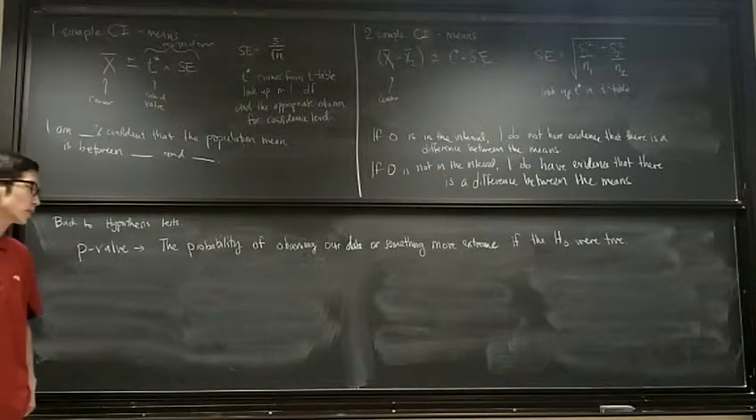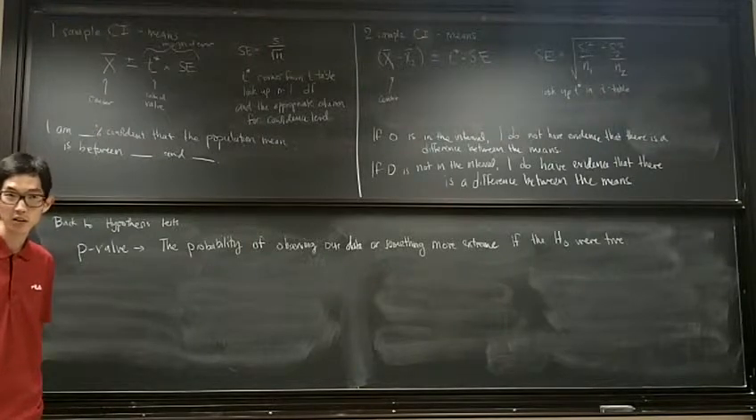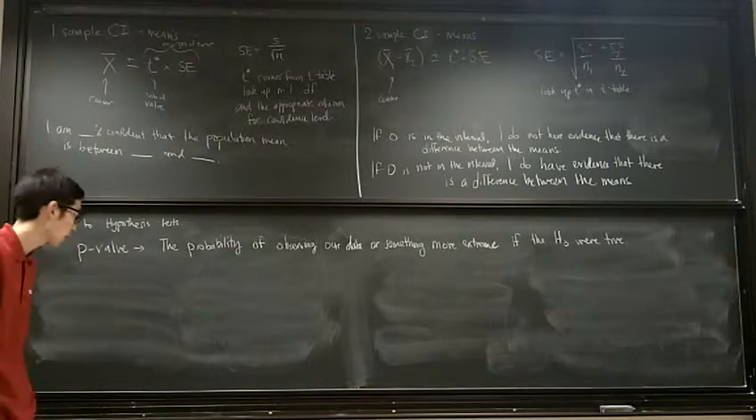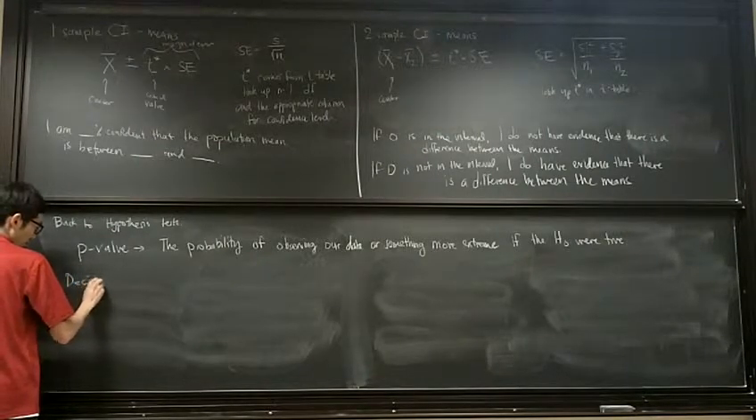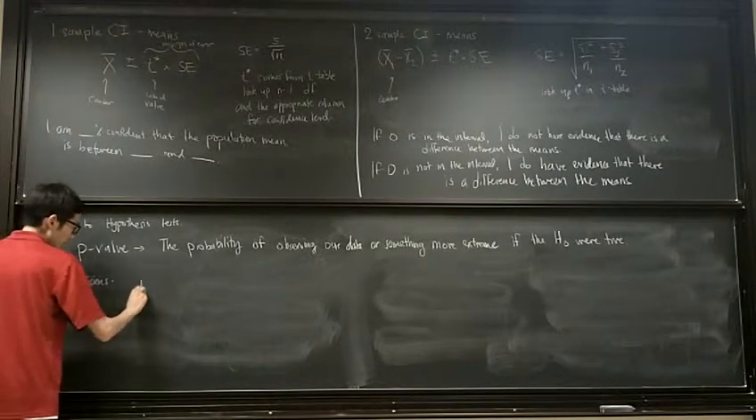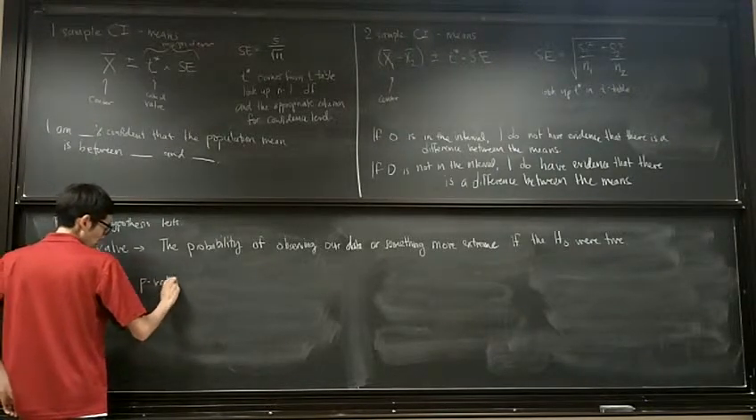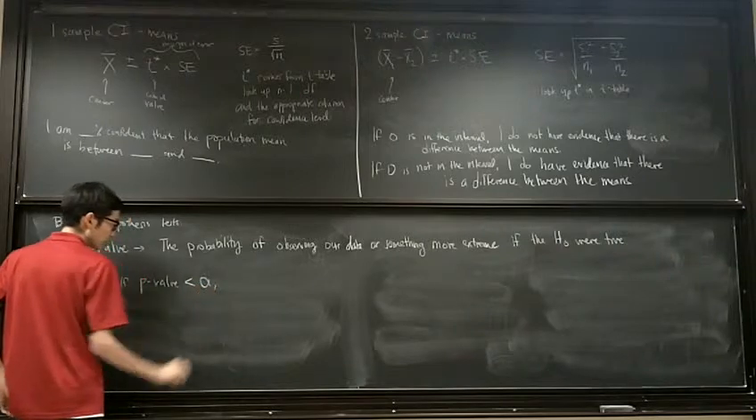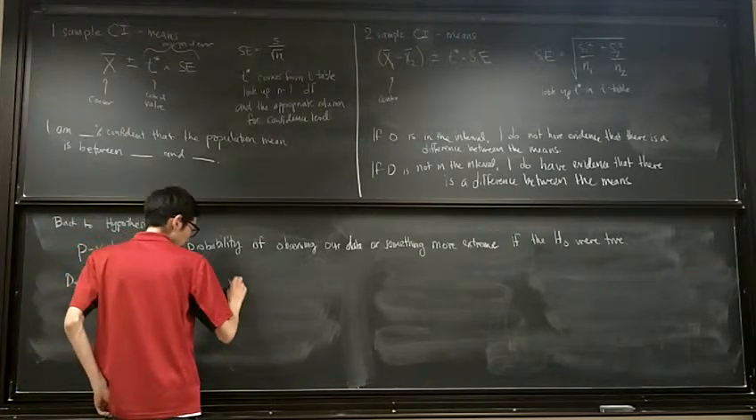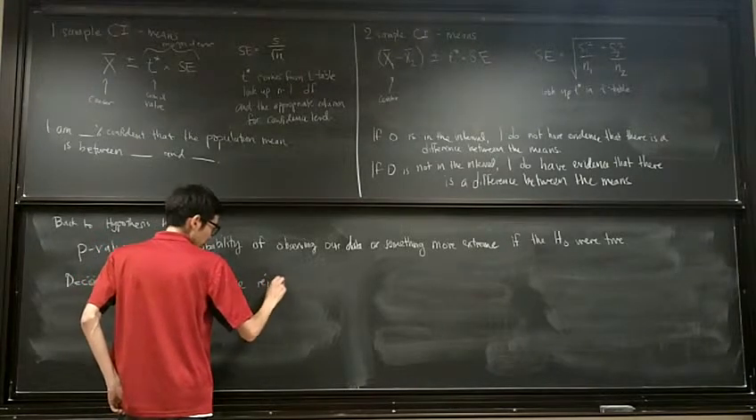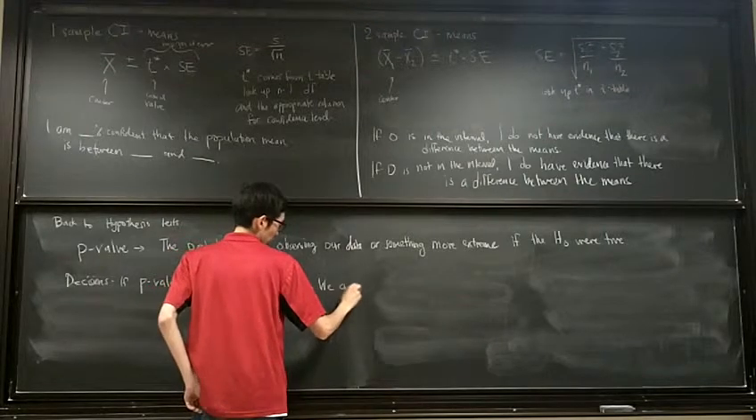How do we decide whether or not to reject the null hypothesis? Our decisions go like this. If the p-value is less than alpha, what do we do? We reject the null hypothesis. If we reject the null hypothesis, we accept the alternative.